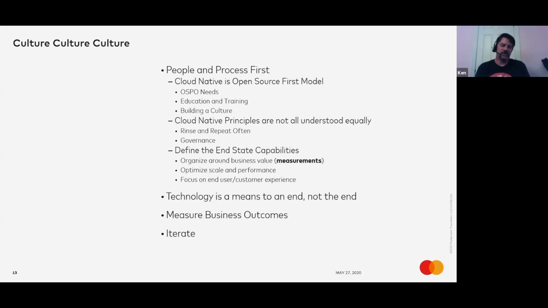It's also important, as part of this in-state capability, to focus on what I consider the end user or end customer experience. It's really important, especially in this sort of model, that you're very focused on how you're delivering value and how you're improving the end user experience that you're trying to deliver to your customer. So those are the people and process pieces.